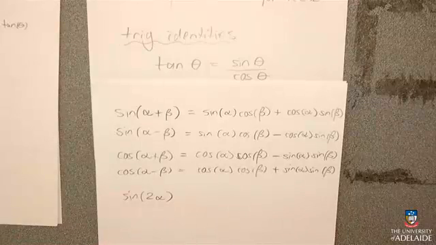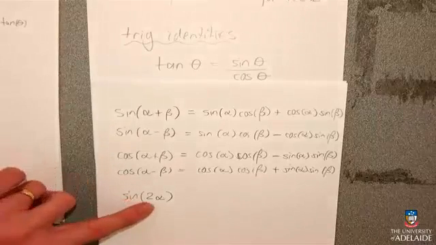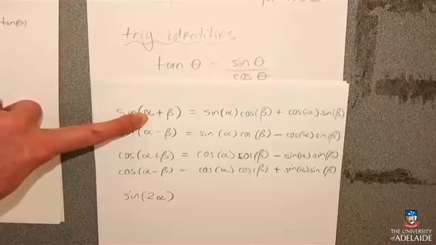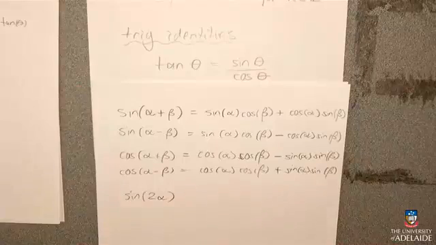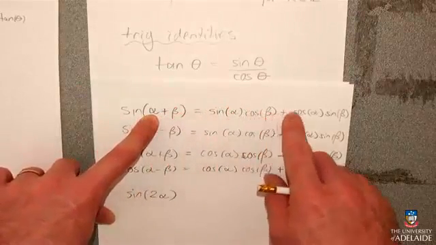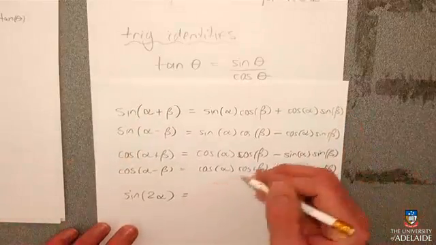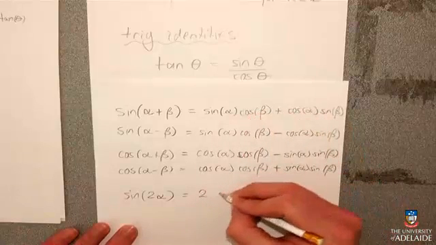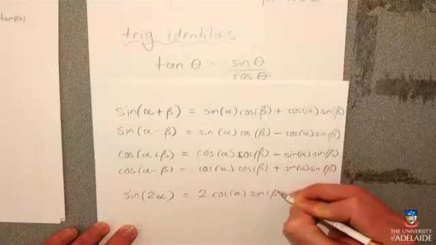And the reason we have them is because of these ones. So look at this. Ready? 2 alpha is the same as alpha plus alpha. So if I just replaced all the betas in this with alphas, it would come out to the same answer. Because I've got alpha plus alpha would be sine alpha, cos alpha, sine alpha, and so I get sine alpha cos alpha, and another sine alpha cos alpha, so I get 2 of them. There is no beta.